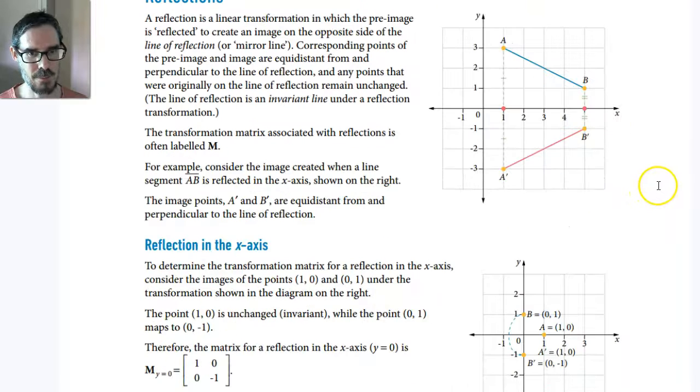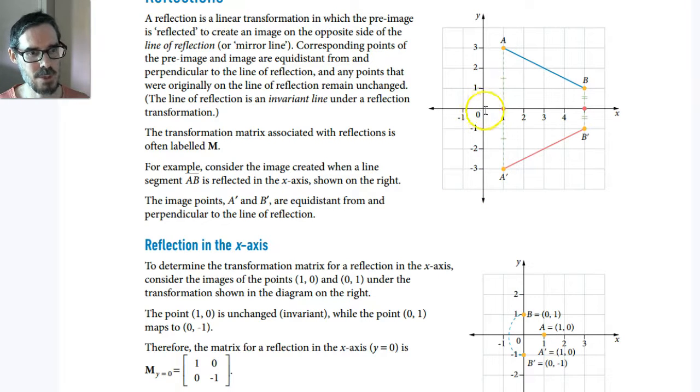First, reflections. A reflection is some kind of transformation in which you reflect something over a line. Now, that line might be horizontal or vertical. That line could be at any angle at all. Now, it turns out for a linear transformation, the reflection line has to go through the origin.